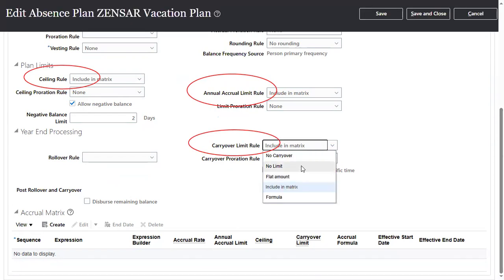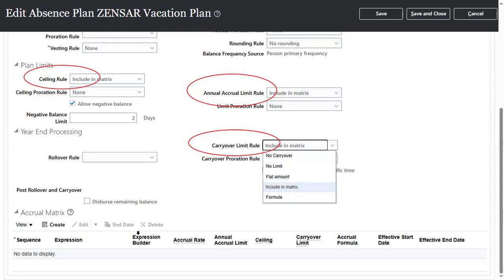If you say you don't want to use it, there is no limit and no carryover, meaning I don't want to carry over any of the leaves. Or no limit on whatever leaves are there. Or if I want to write a separate formula, you can write the formula. But if I want to have this value through the matrix, the accrual matrix means indirectly the expression builder. Indirectly you can use the expression builder here.